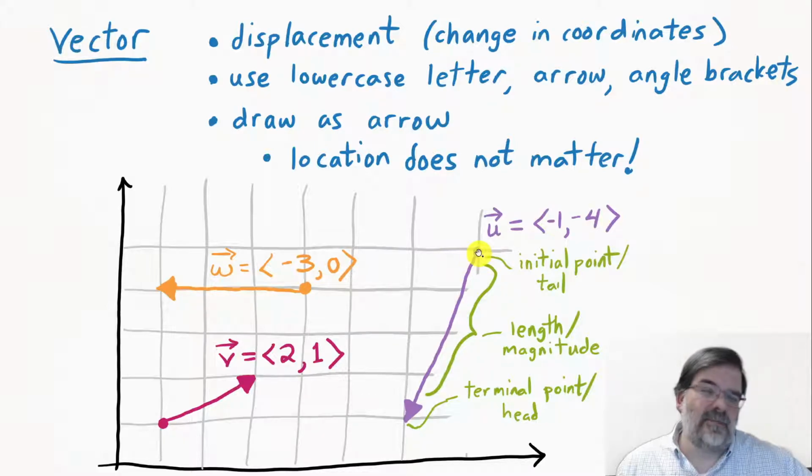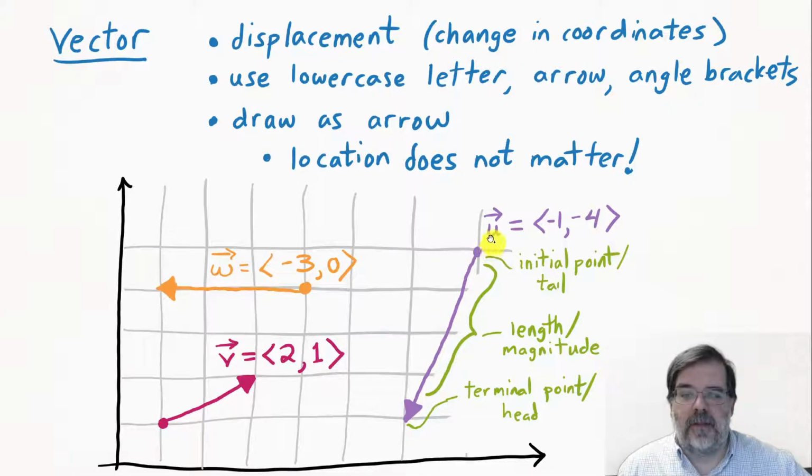Those points have slightly more formal names. The point you start at is called the initial point, or sometimes that's called the tail of the vector. The point you end up at is sometimes called the terminal point, or the head of the vector. And the amount of distance you travel, or the length of the vector, that's sometimes called the magnitude.